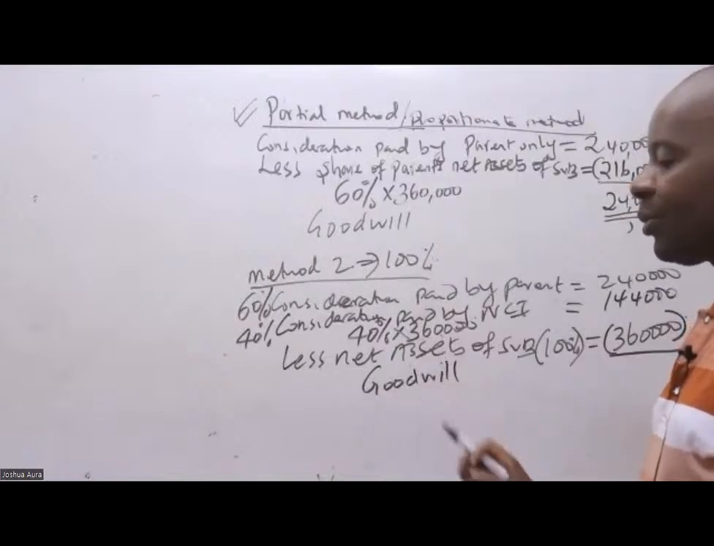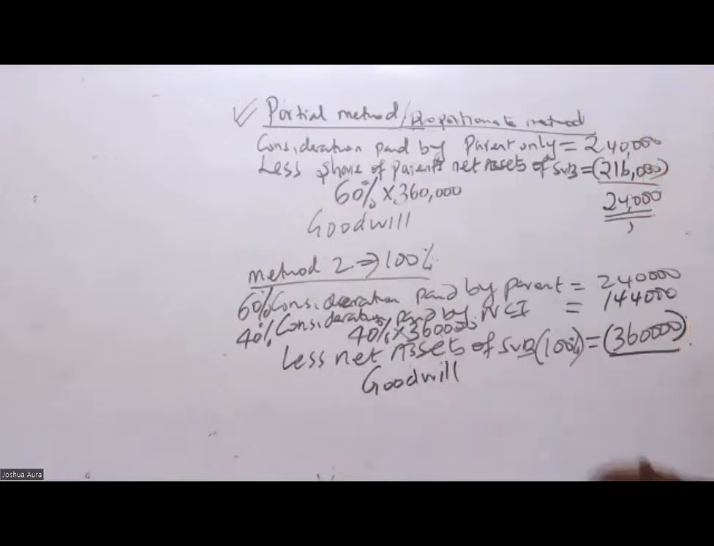Is there somebody who can subtract here and give me this goodwill? You take this plus this minus this net assets. It gives me the 24,000.